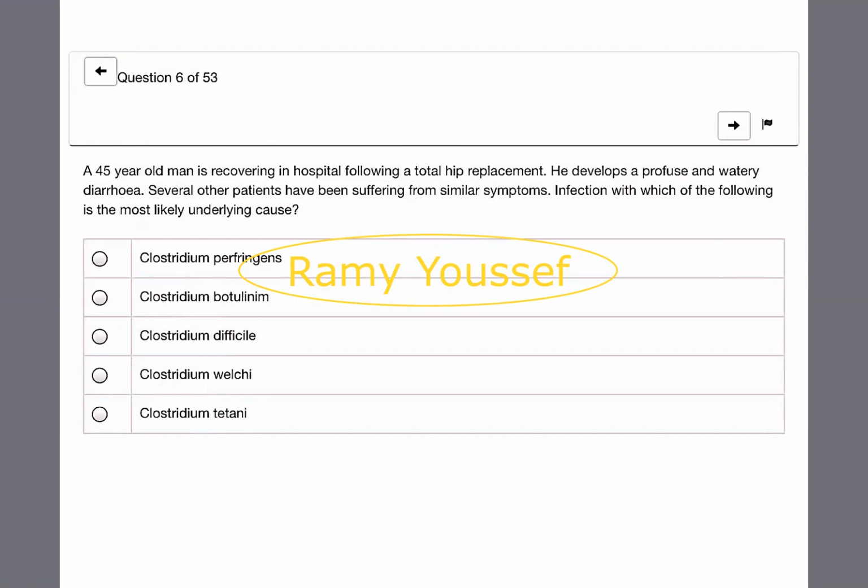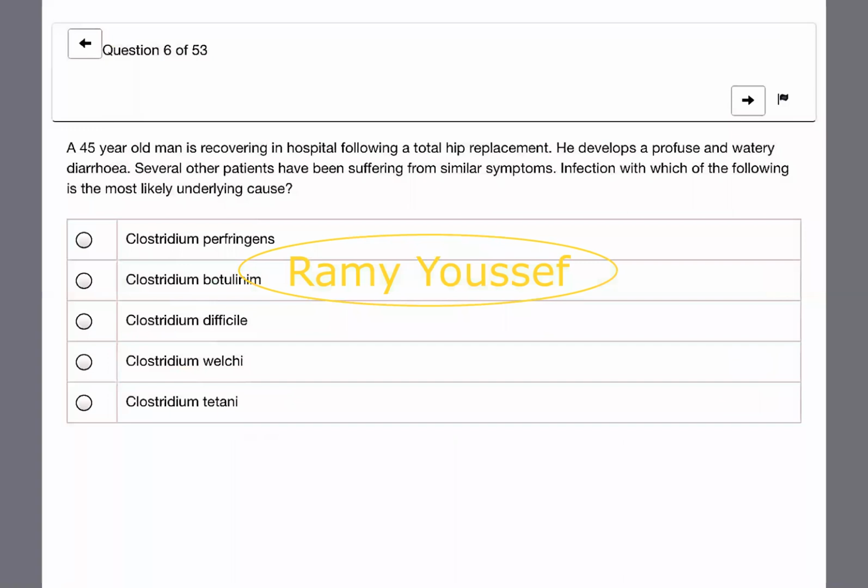A 45-year-old man is recovering in hospital following total hip replacement. He develops profuse and watery diarrhea. Several other patients have been suffering from similar symptoms. Infection with which of the following is the most likely underlying cause? Clostridium perfringens, Clostridium botulinum, Clostridium difficile, Clostridium welchii, Clostridium tetani. I think this is nosocomial infection. Exactly. I think difficile. Yes, mostly difficile. I guess perfringens also, but I go with the difficile. No, difficile, right.